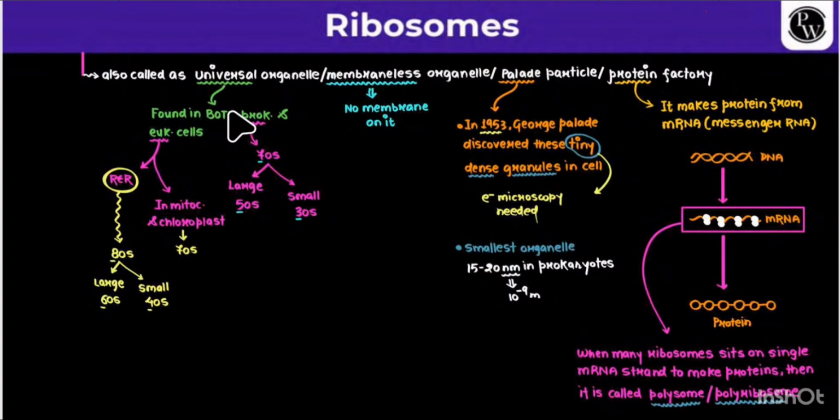Next, as we can see, the universal organelle ribosome is found in both prokaryotic and eukaryotic cells. In a prokaryotic cell, 70S is present, that means the large subunit is 50S and the small subunit is 30S. In the eukaryotic cell, the small subunit is 40S and the large is 60S.